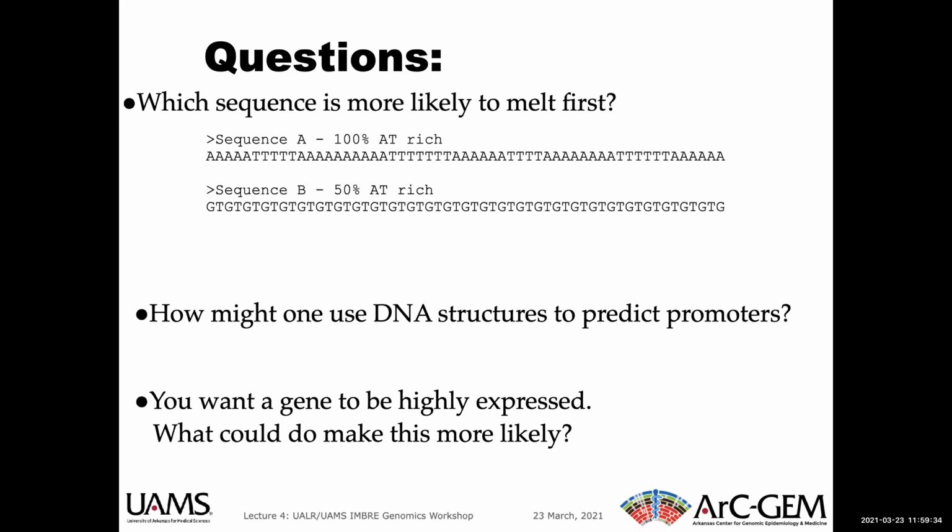The final thing is, remember chromatin? Remember there's this thing called position preference? Certain trinucleotides don't like to be wrapped around nucleosomes. So if you could engineer that into the gene so that it's not compressed, then it can be more likely to be highly expressed.